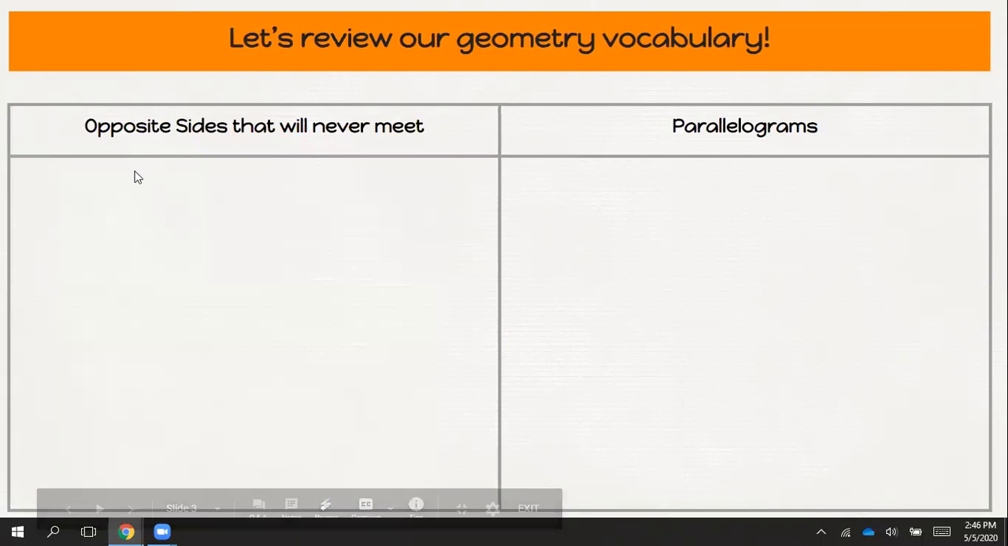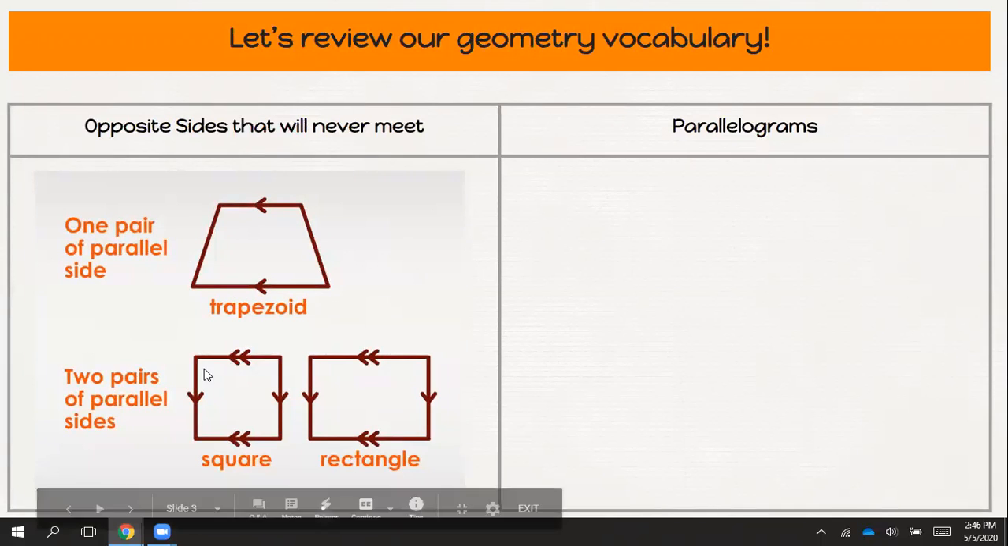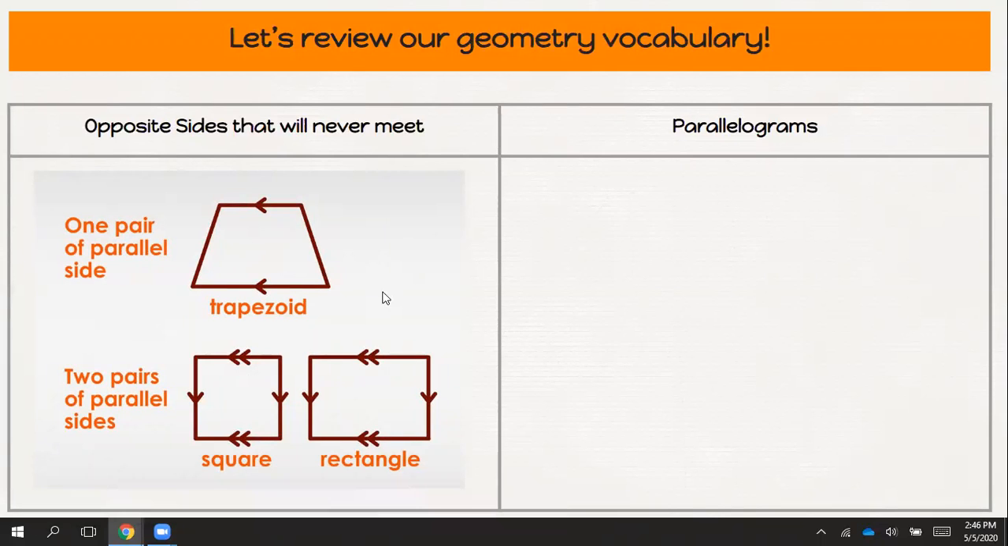The next words that you need to know are that opposite sides will never meet. This means that we're talking about parallel lines. Here you can see a trapezoid has one set of parallel lines because if I kept going with these lines, they would never meet. With squares and rectangles, they have 2 pairs of parallel sides. So you have these 2 sides here that are opposite, and they'll keep going and they will never meet because they'll keep going straight.